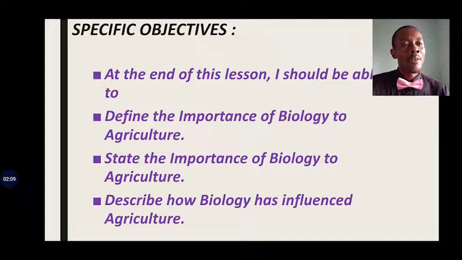Let's go on with our specific objectives. At the end of this lesson, I should be able to define the importance of biology to agriculture. State the importance of biology to agriculture. In other words, you mention specifically those areas or those positive effects, as the case may be, of biology to agriculture. Our last specific objective will be describe how biology has influenced agriculture. As a matter of fact, this topic, the relevance of biology to agriculture, is a very wide topic. And so we will treat a part of it for today, and wherever we end it, we'll continue in our next class. And so let's go to the first part of our specific objective, which is define the importance of biology to agriculture.